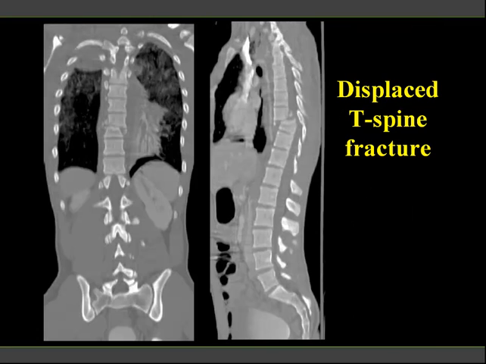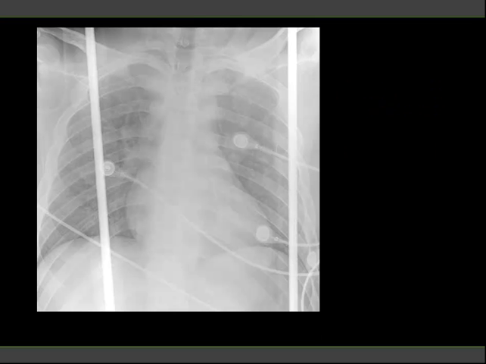Obviously, there can be displacement, which is quite rare in the chest because the thoracic spine is quite well protected by the rib cage, but in bad high-energy trauma, you can have a complete dissection of the cord. This patient clearly would have neurological symptoms from this displaced thoracic spine fracture.